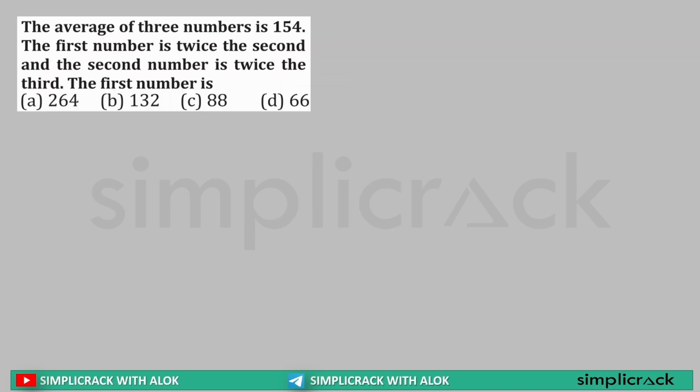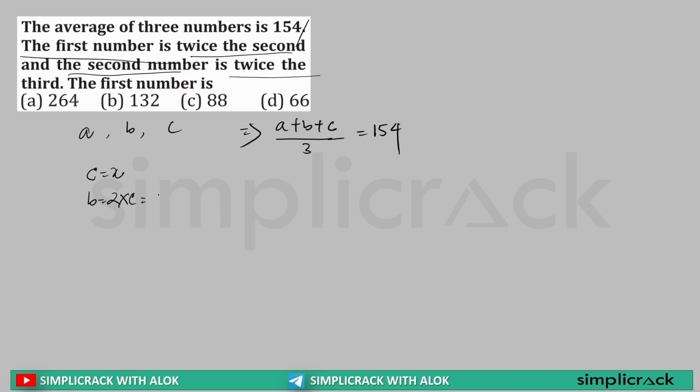Clear? Now the average of 3 numbers is 154. What is it saying? For example, A is a number, B is a number, C is a number. So A plus B plus C divided by 3. Average means sum of all the observations divided by the number of observations is equal to 154. Clear? Now second thing. The first number is twice the second, and the second number is twice the third. That means if C is equal to x, B is twice of C, that means 2 into x, that is 2x.